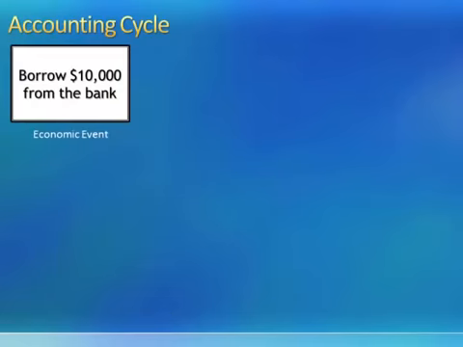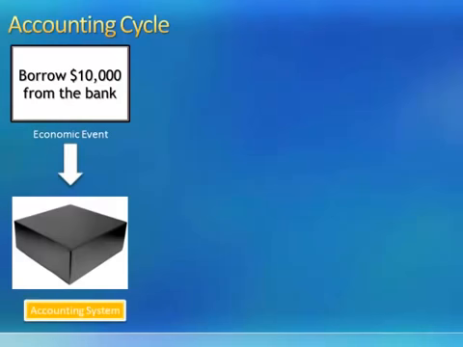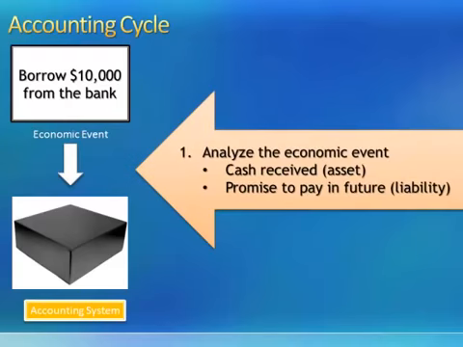We're going to take a more careful look at what goes on inside the accounting system and how it captures the economic events. For example, if we borrow $10,000 from the bank, that's an economic event. The accounting system needs to capture that economic event so that it's properly reflected in the accounting records. The first step in capturing that economic event is to analyze the event. In this case, we're borrowing $10,000 from the bank. We're receiving cash, which is an asset, and we're promising to pay back in the future. And that promise to pay back in the future represents a liability. The first step in the accounting cycle is to analyze the economic event.